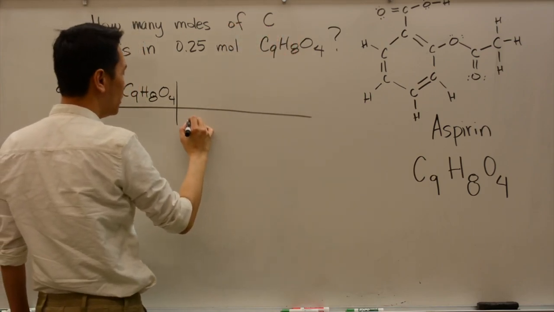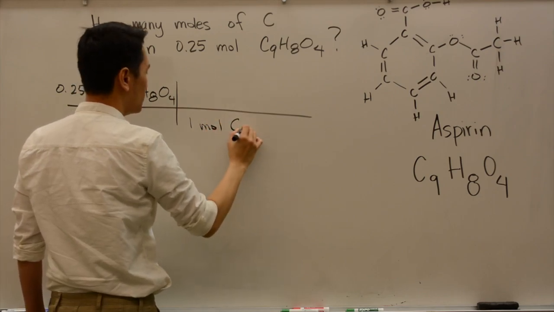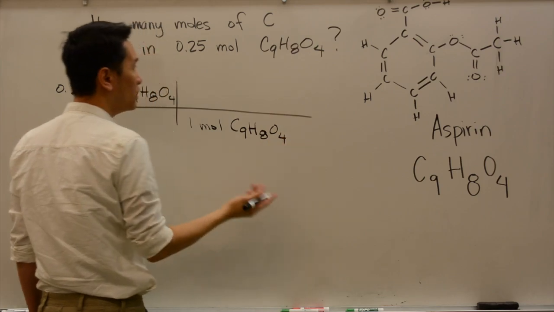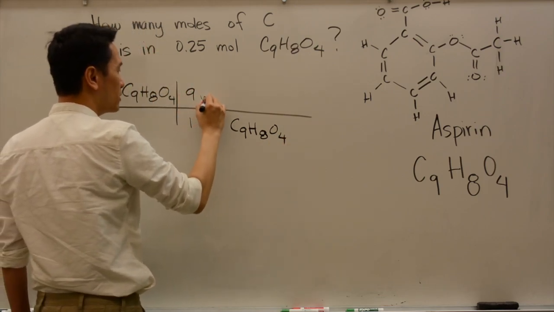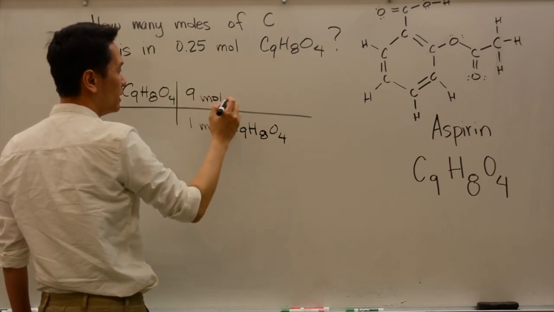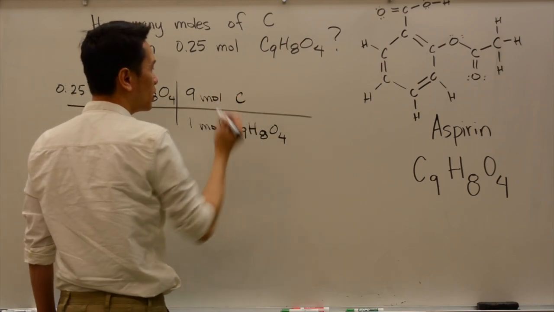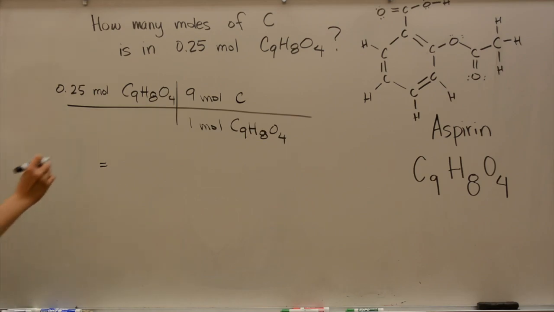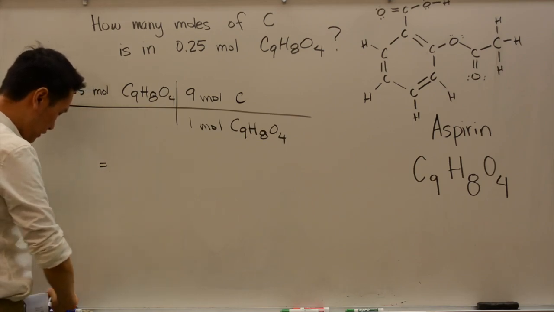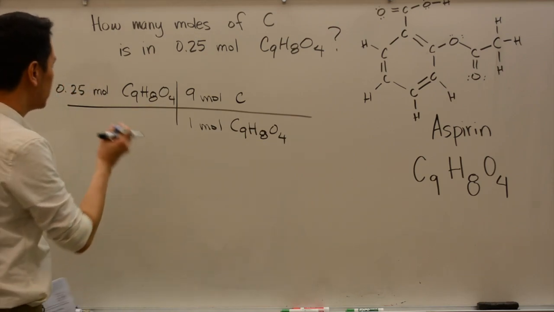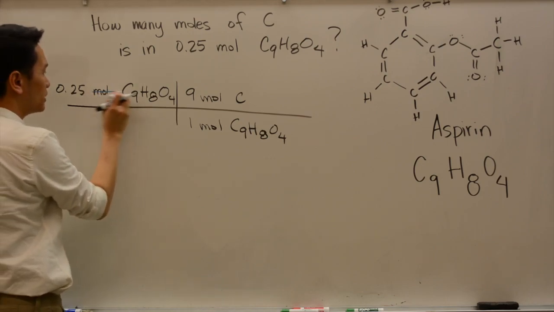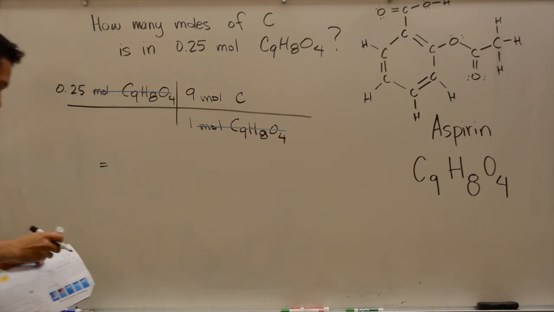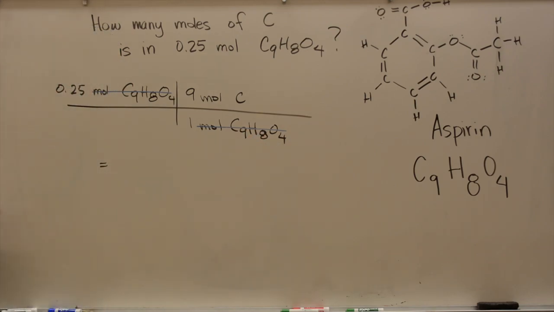So for every 1 mole of C9H8O4, there are 9 moles, right? The subscript is where you get that: 9 moles of carbon. Do that math. A reminder is that our unit analysis tells us it is properly set up because the moles of aspirin will cancel out with the moles of aspirin, giving you moles of carbon.